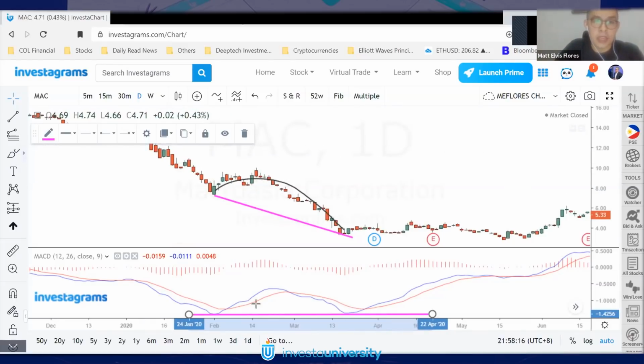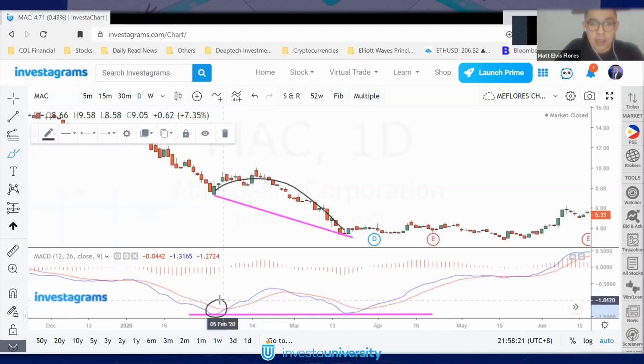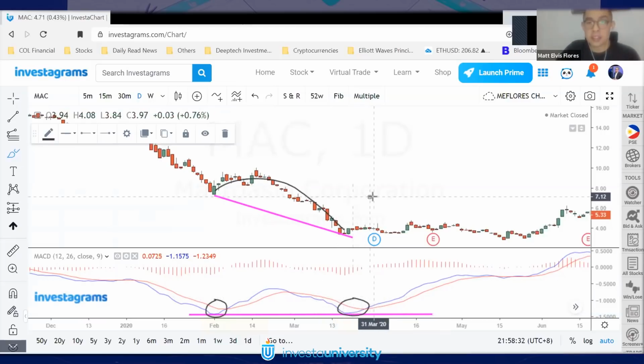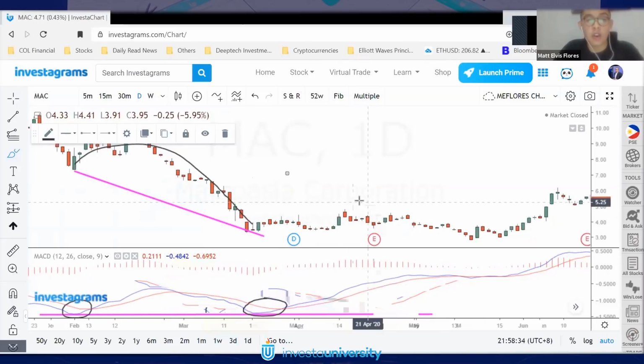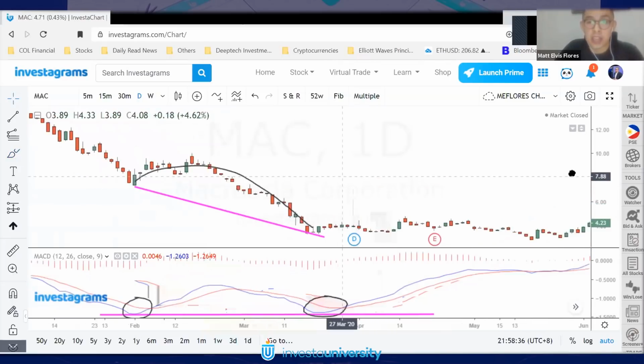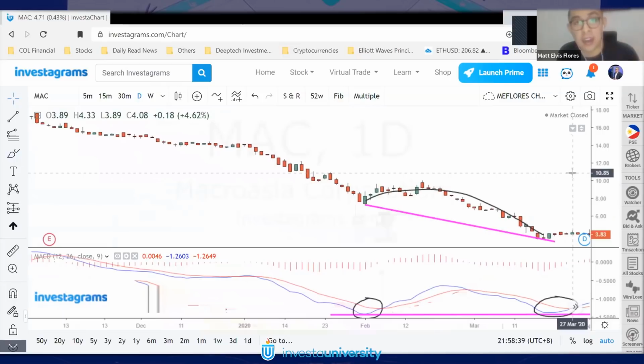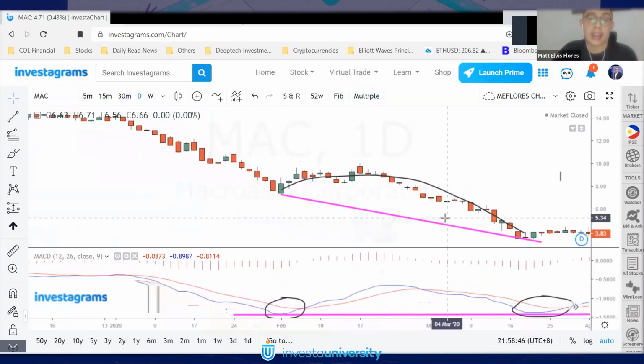Hindi na siya umabot. Meaning, nagkaroon ng divergences. Diba? So, meaning, meron ka ng divergence dyan, meaning meron ka ng low, pero hindi na siya dumating sa point na nag-lower low pa, nagkaroon ng higher low. Which is this one, the circle na one. Okay? Which is, again, a sign of a potential, okay? Not a reversal, but a potential na aakyat na siya. But for the purpose of example, this is an example of a divergence.